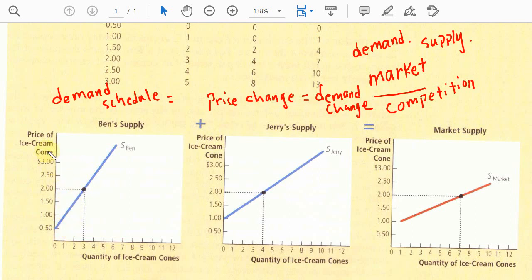Here is the supply. As the price goes from 0.5 up to 2, the supply of cones also rises. Contrary to the demand schedule, once the price goes up, demand decreases, but supply rises.